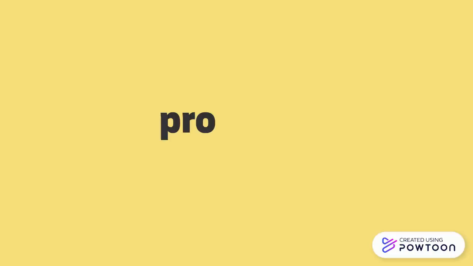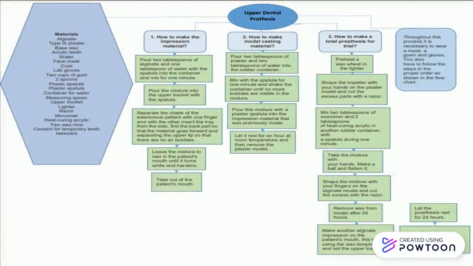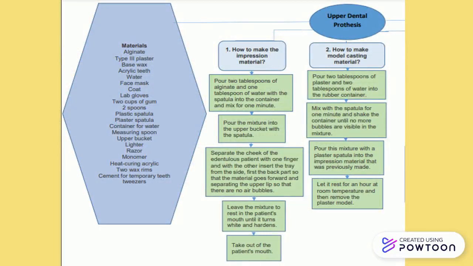In materials we have alginate, type 3 plaster, base wax, acrylic teeth, water, face mask, coat, lab gloves, 2 cups of gum, 2 spoons, plastic spatula, plaster spatula, container for water, measuring spoon, upper bucket, lighter, razor, monomer, heat curing acrylic, 2 wax rims, cement for temporary teeth, and tweezers.